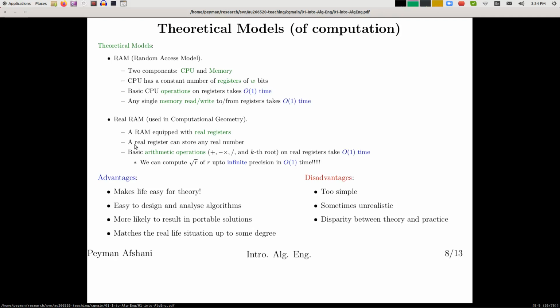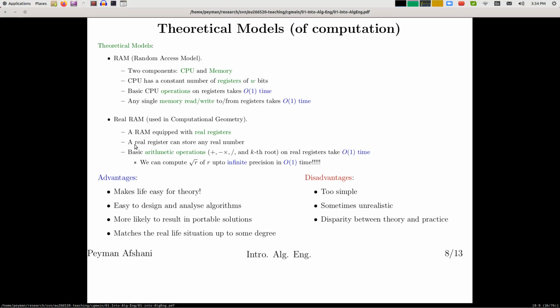In the previous video, I talked about two models that are used in theory, real RAM, and especially we're going to use real RAM in computational geometry. These models have some advantages. In particular, they make life very easy for theoreticians, but they're too simple and too unrealistic, so they create a gap between theory and practice.